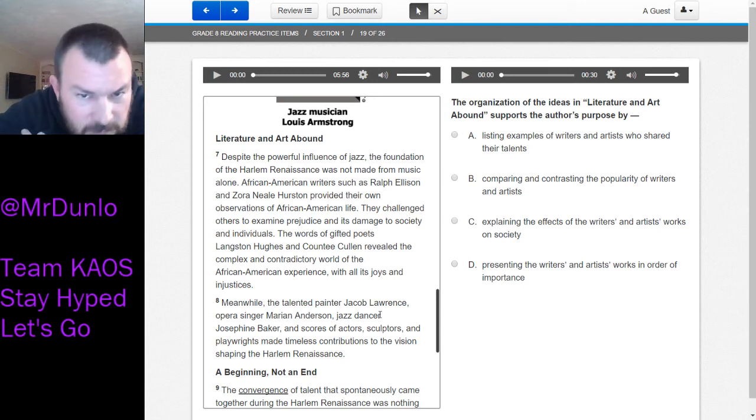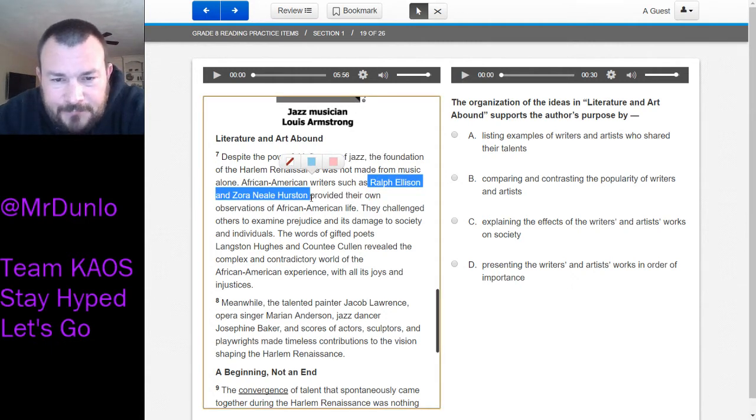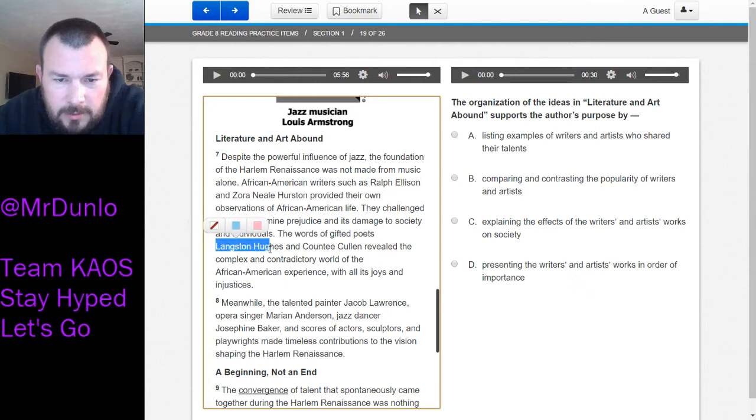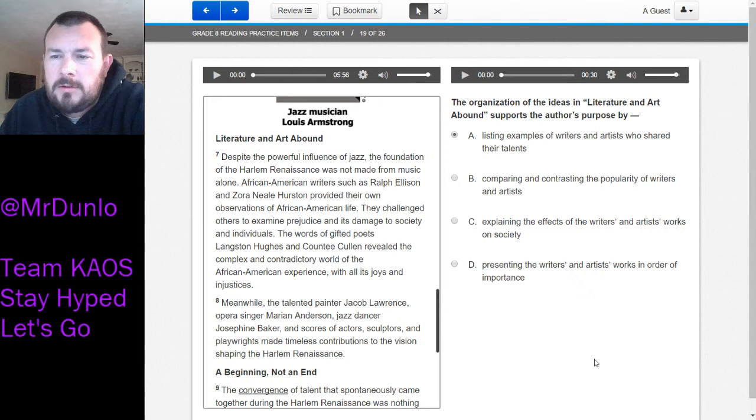Despite the power and influence of jazz, the foundation. Ralph Ellison, Zora Neale Hurston. Alright, so I'm looking at the choices. Supports the author's purpose by listing examples of writers and artists who shared their talents. That kind of sounds like exactly what they're doing here. Like poet Langston Hughes, Countee Cullen, painter Jacob. I don't see how A is incorrect, but we'll just be good test takers.